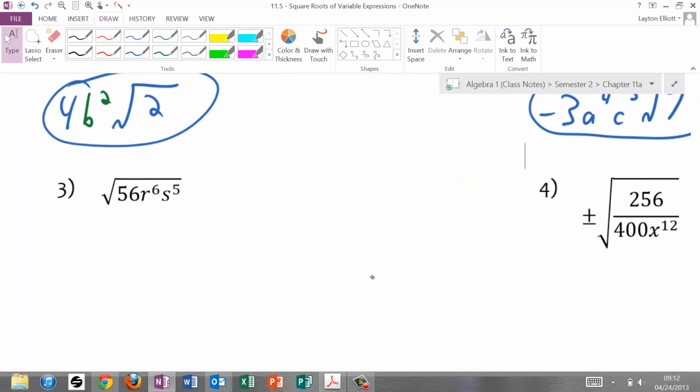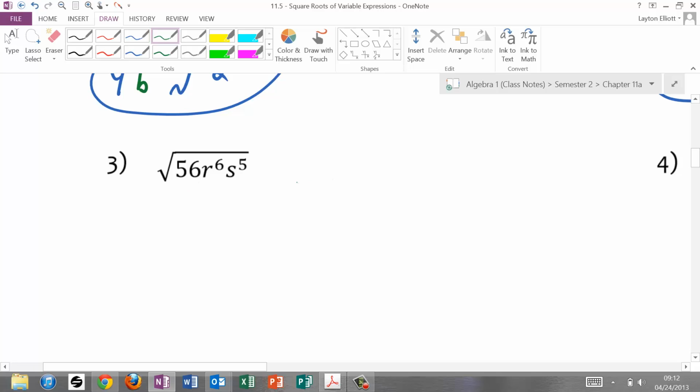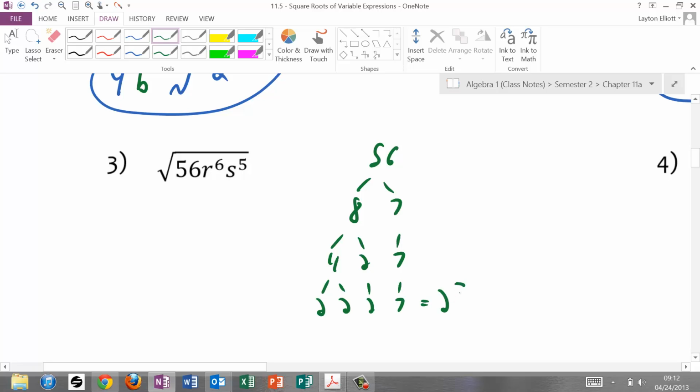Number 3, let's see, 56. I can think about that with factorization: 8 times 7, 4 times 2 times 7, or 2 times 2 times 2 times 7, which would be 2 to the 3rd power times 7. So this becomes the square root of 2 to the 3rd times 7 times r to the 6th times s to the 5th.